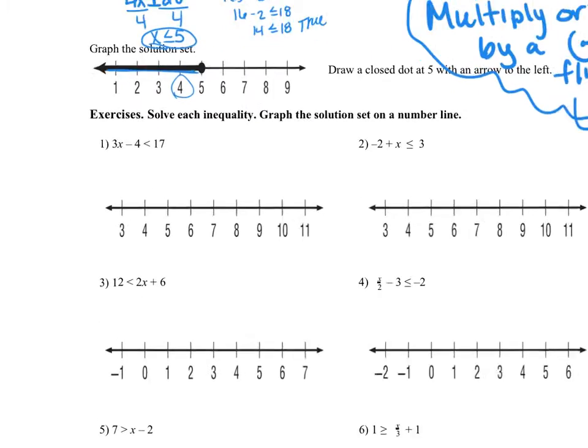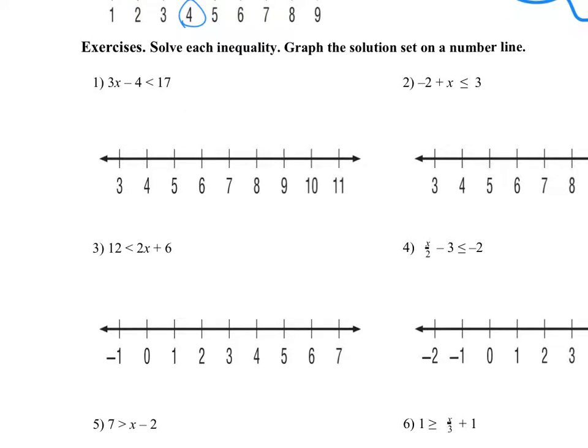So let's do number 1 first. Okay? So we're solving for x. Okay? So my first thing is to move the 4. So it's minus 4. So the opposite is add 4. So we're going to add 4 to each side. It leaves me 3x is less than 21. Okay, so 3 and x are multiplying. So what's the opposite of multiply? Divide. So I'm going to divide both sides by 3. And I'm going to get x is less than 7.